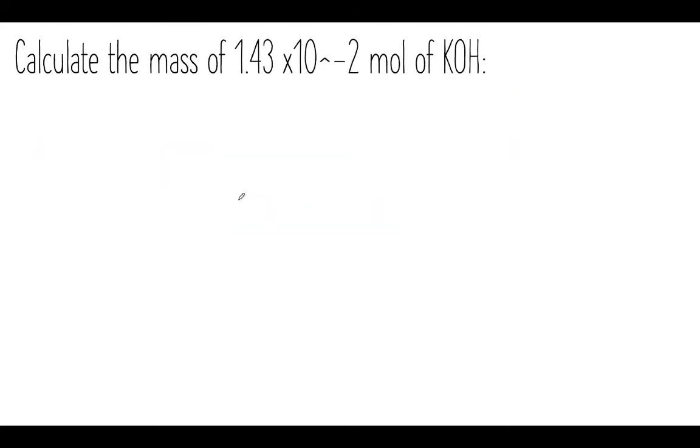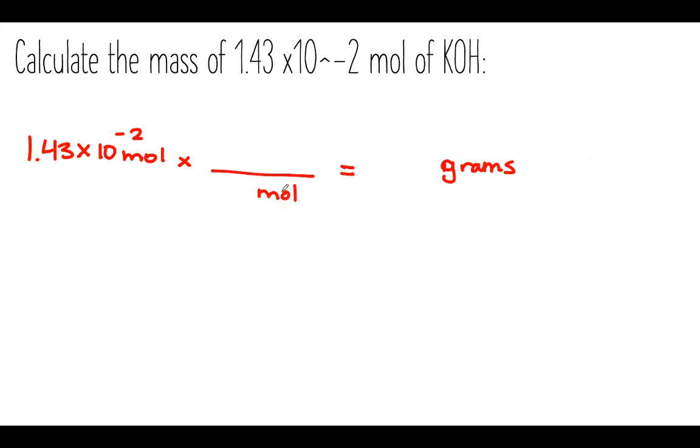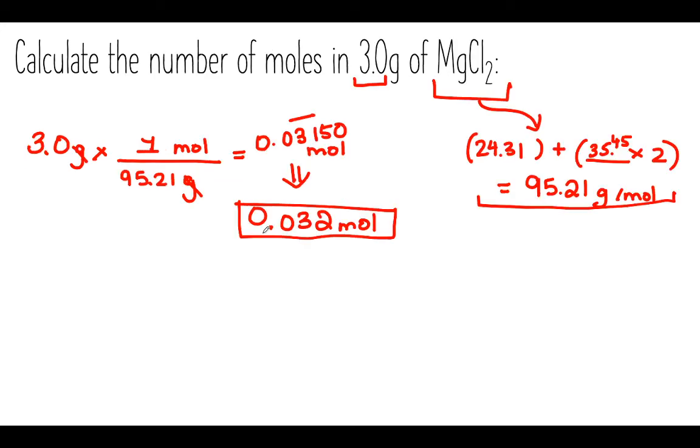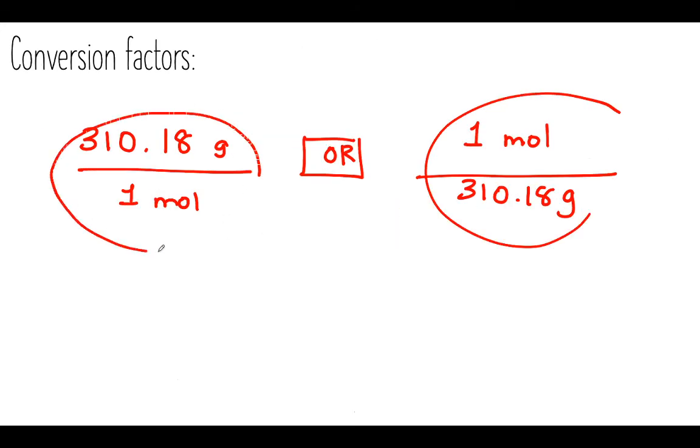Let's take a look at another question in which we are given the value of moles and then we have to find the mass. The number that I'm given in the question is 1.43 times 10 to the power of -2 moles. Then what I have to do is solve for the mass, so solve for grams. So I need the moles on the bottom so that the moles can cancel out, and I need a value of grams at the top. So I have to find my molar mass so that I can write it like this.